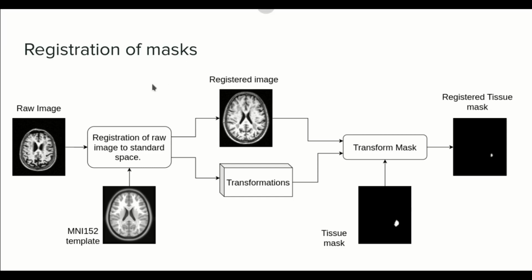So where is the workflow? As before, we have the raw image and the template image. We do the registration of the raw image, and the first output is the registered image and the transformations. The next step is the transformation of the mask. In this step, the inputs are the registered image, the transformations generated, and the tissue mask we need to transform. After transforming the mask, the output will be the mask registered.